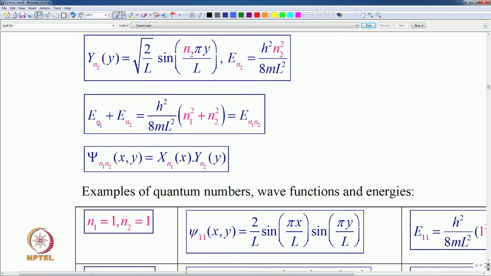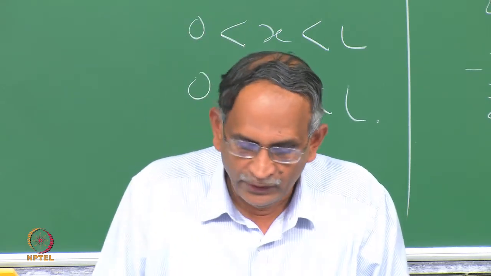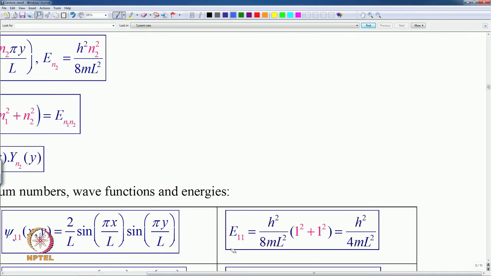Therefore, you see this interesting thing. When we have n1 is 1 and n2 is 1, which is the starting point, what is called the lowest energy for the particle in a two-dimensional box, the wave function psi 1 1 x comma y is given by the product of the two functions that you saw, x of x and y of y, which gives you sin pi x by L and sin pi y by L. Let me repeat this. When the quantum number is 1 1, the wave function is psi 1 1, the product of 2 by L sin pi x by L and sin pi y by L, and the energy is of course the sum of 1 square plus 1 square times the whole thing. Therefore, the energy E11 is h square by 8 m L square times 2.